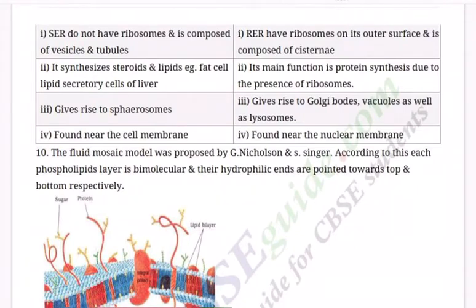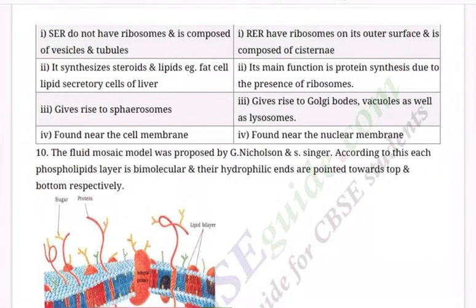So RER have ribosomes on its outer surface and they are composed of cisternae, tube-like structures. SER synthesizes steroids and lipids. Example, fat cells, lipid secretory cells of the liver. Whereas RER's main function is protein synthesis due to the presence of ribosomes. And SER gives rise to spherosomes, whereas RER gives rise to Golgi bodies, vacuoles as well as lysosomes. See, very important functions it is doing.